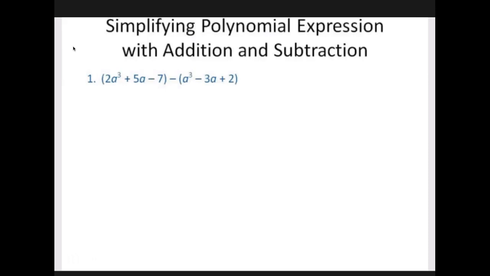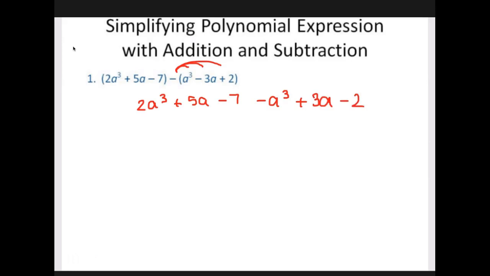Okay, and the last thing we're going to do is simplify polynomials with addition and subtraction. So the key idea here is that if you have a negative in front of your parentheses, that negative distributes to every part within those parentheses. So this is 2a cubed plus 5a minus 7. That negative distributes in, so it's negative a cubed. A negative times a negative gives a positive 3a and a negative 2.